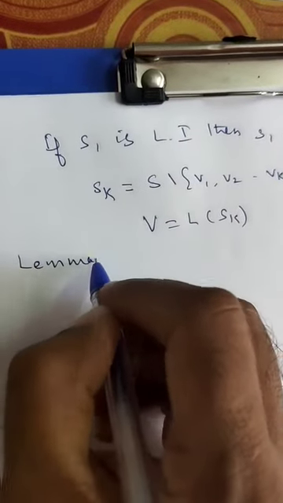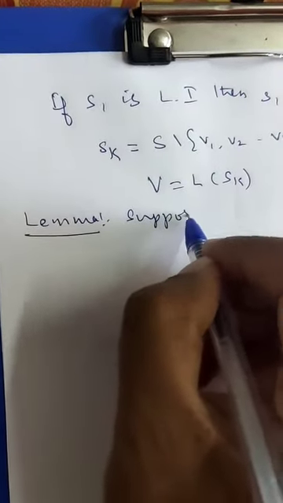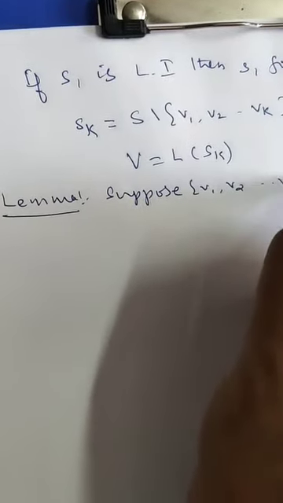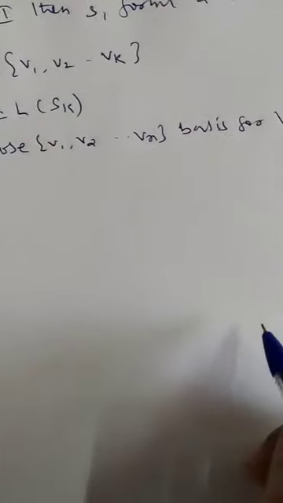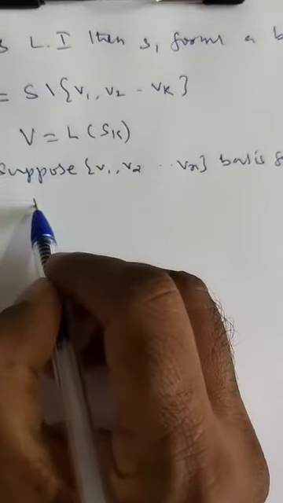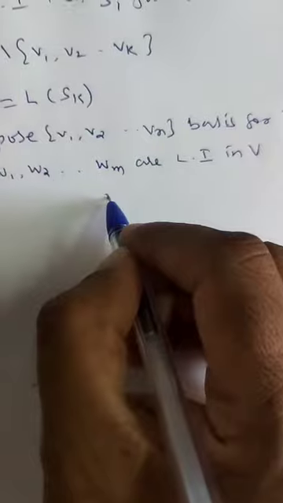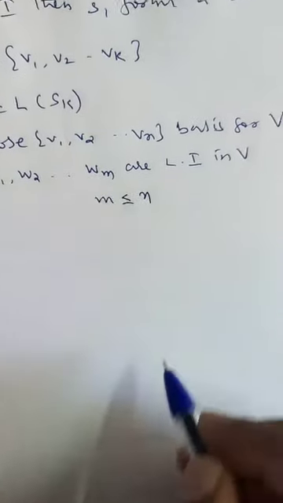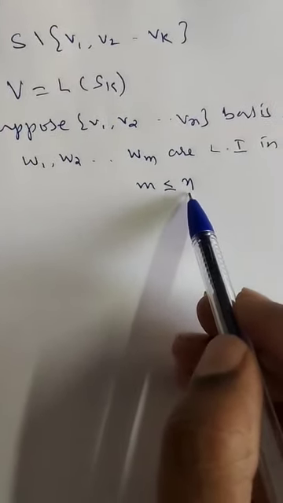Now let us take up another important lemma, or small result. Suppose v1, v2, etc., vn is a basis for V. And suppose the vectors w1, w2, etc., wm are linearly independent in V. Then the number of linearly independent vectors is always less than or equal to the number of basis elements.